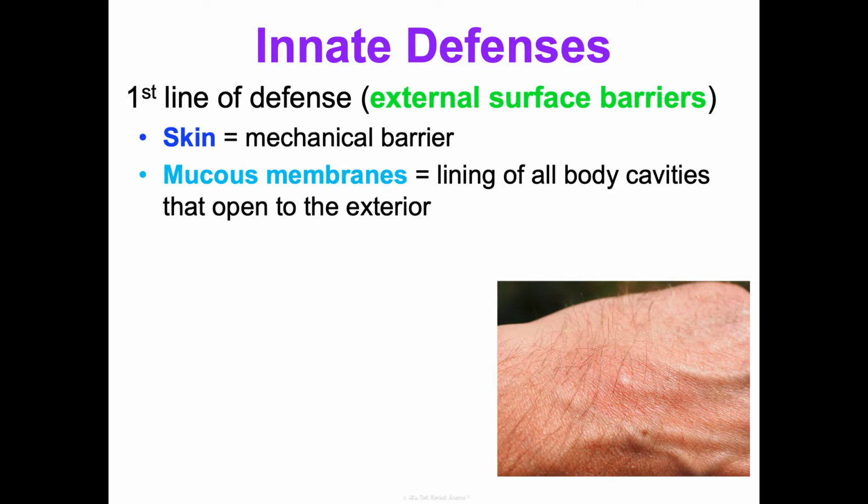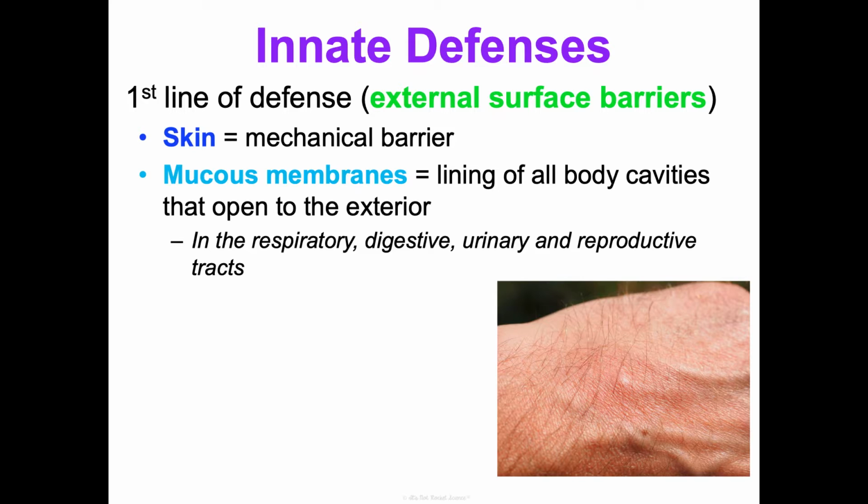But then also mucous membranes. You may remember this from Unit 1 forever ago, but your body cavities that open into the exterior are all lined with mucosa, these mucous membranes. Think of your respiratory, digestive, urinary, and reproductive tracts that have openings to the external environment. Those have this lining which helps protect them.